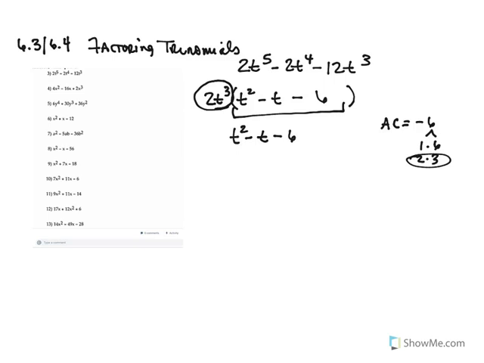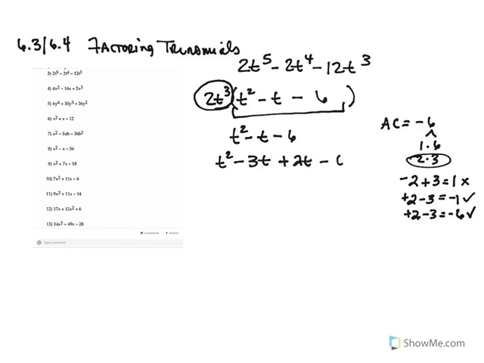So let's think about who's who. If I do negative 2 plus 3, that would give me a positive 1. That's not what I want. So I got the number I need, but not the sign. What do? Just switch the signs and see if it works. So positive 2 minus 3, negative 1. Check. And then if I was to multiply those together, it would be negative 6. Check. All right. So those are my numbers. So t squared minus 3t plus 2t minus 6. Remember, we're factoring by grouping and we're using the AC method here, right? So once we create the 4 terms, we factor it by grouping.